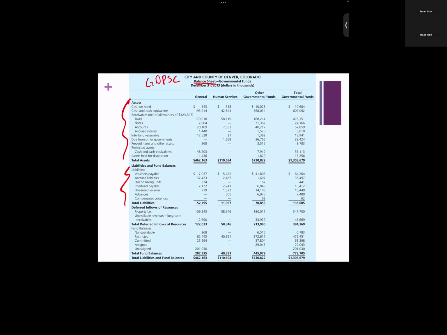Again, there can be deferred outflows. In this case, there aren't any, but there are deferred inflows. So think of those as almost like liabilities. And then we have our fund balance. So remember assets equals liabilities plus fund balance. And then the fund balance is divided into non-spendable, restricted, committed, assigned, unassigned. So try to have that down too and know the difference between those.